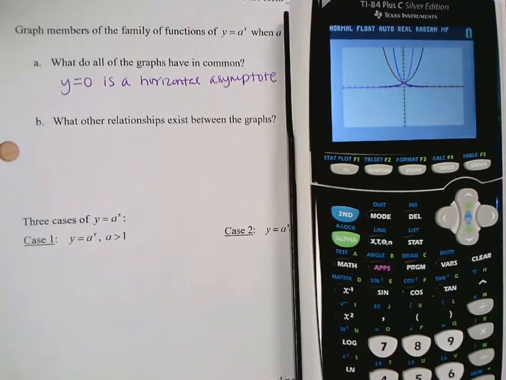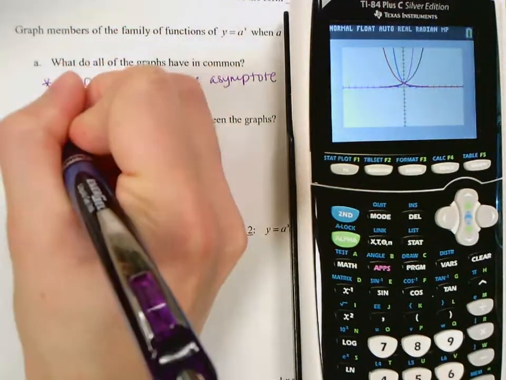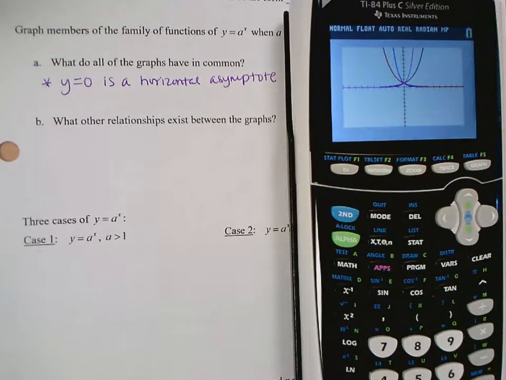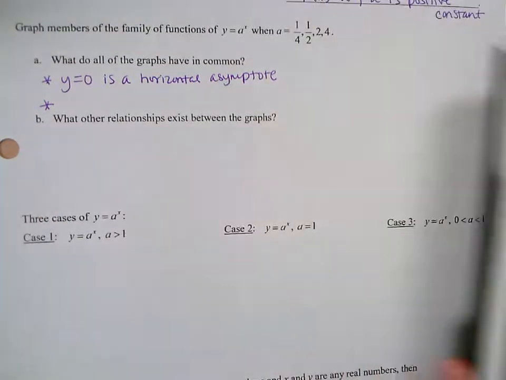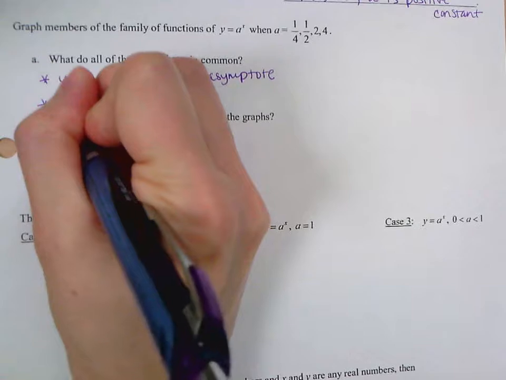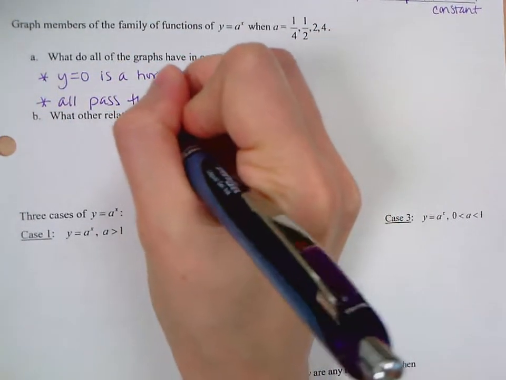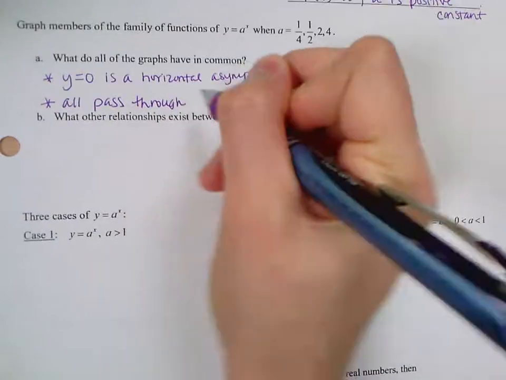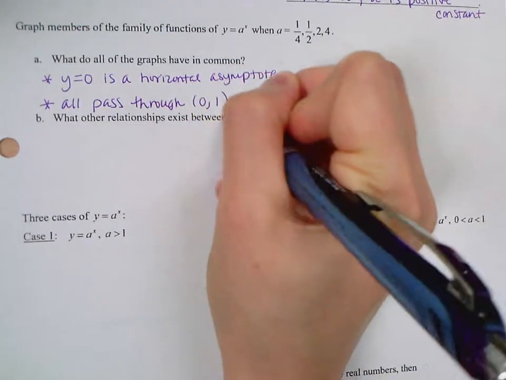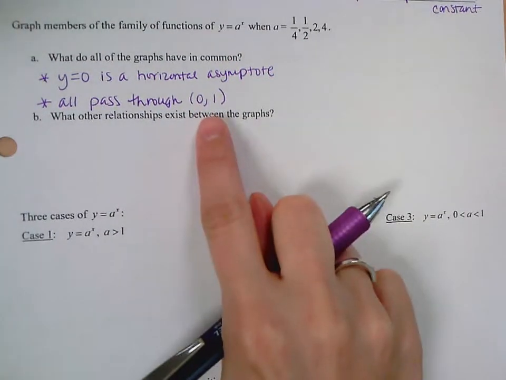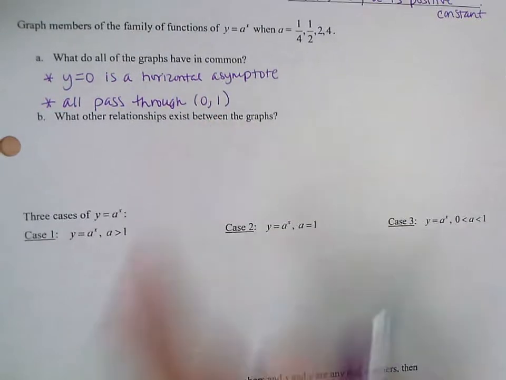All right, anything else they all have in common? They all intersect at the same point, which is what? Yes, so they all have a y-intercept of 1. I'm going to write it this way. They all pass through the point 0, 1. My question for this is why? Why do they all pass through 0, 1?